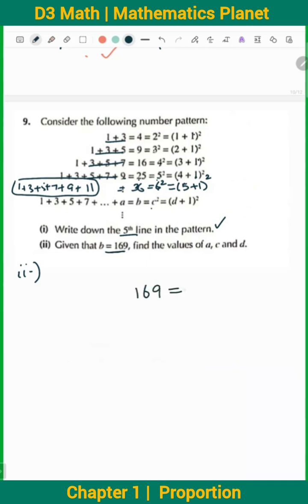So if 169 is 13 square, then c is 13. Now what will d be? We have to do c minus 1, if it is 12. Like with 6, we have to do 5 plus 1. So we have to do 12 plus 1. Very good. So what will be a over here?